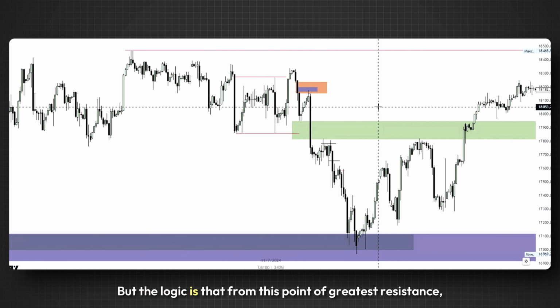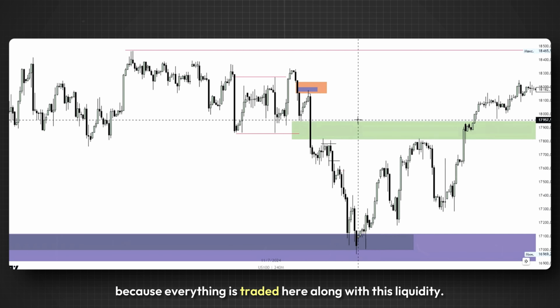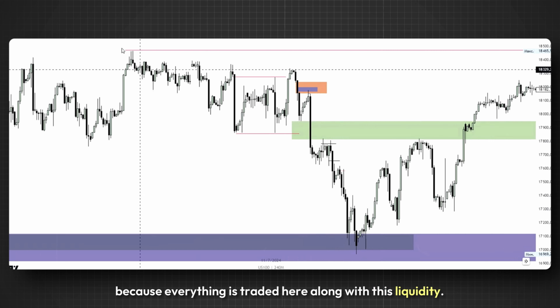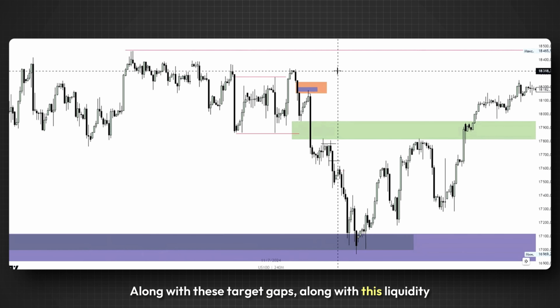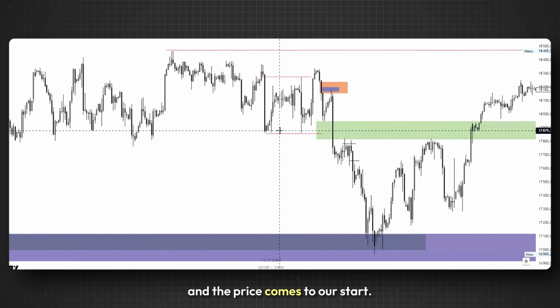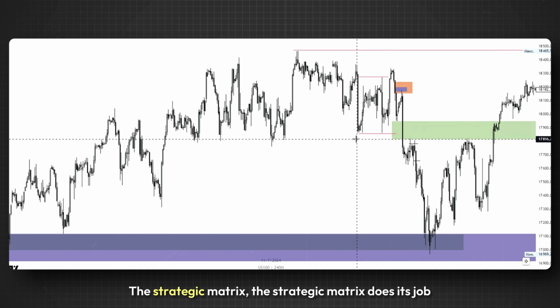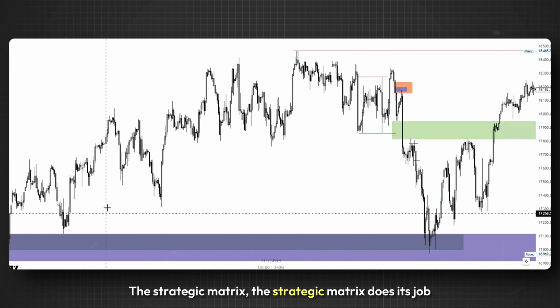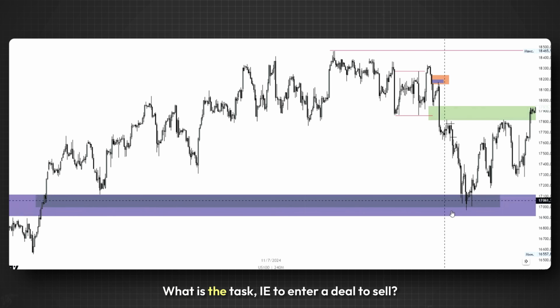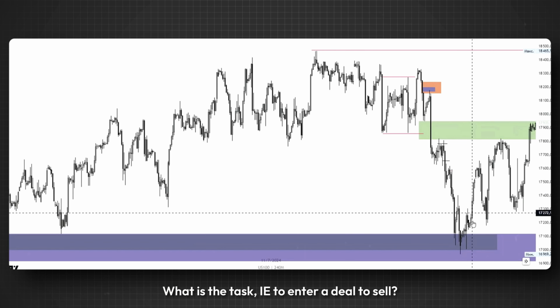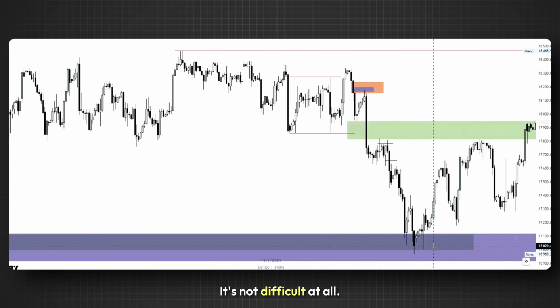But the logic is that from this point of greatest resistance, because everything is traded here, along with this liquidity, along with these target gaps, along with this liquidity, the price comes to our start. The strategic matrix does its job, and that is here within the framework of this movement. What is the task, i.e. to enter a deal, to sell? It's not difficult at all.